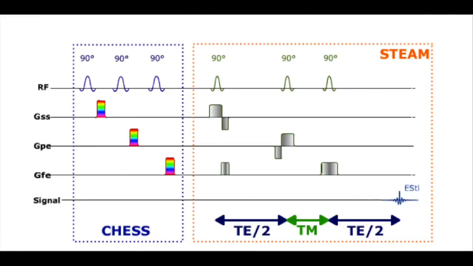STEAM, on the other hand, includes three 90 degree selective excitations, and the stimulated echo is born from the cumulative effect of these 90 degree excitations. The stimulated echo has a smaller amplitude compared to the echo in PRESS, so we have a low SNR compared to the PRESS sequence. The echo occurs at time TE plus TM, where TM is called mixing time.